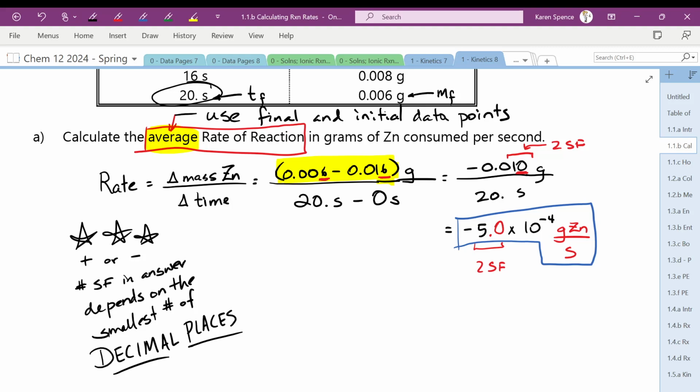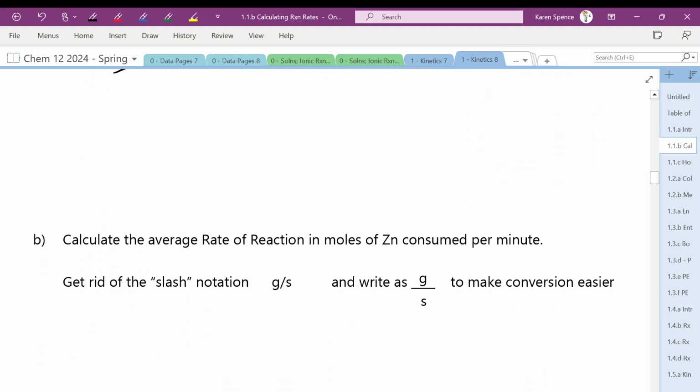Part B asks us to take that grams per second and change it into moles per minute. Now, my question to you is, this is very much like what we did last day. Do you want to take the time to do this today? Thumbs up if you want to do it, thumbs down if you don't, thumbs in the middle if you don't care. Okay, I've got lots of thumbs in the middle and a couple of thumbs up, so we're going to do it.